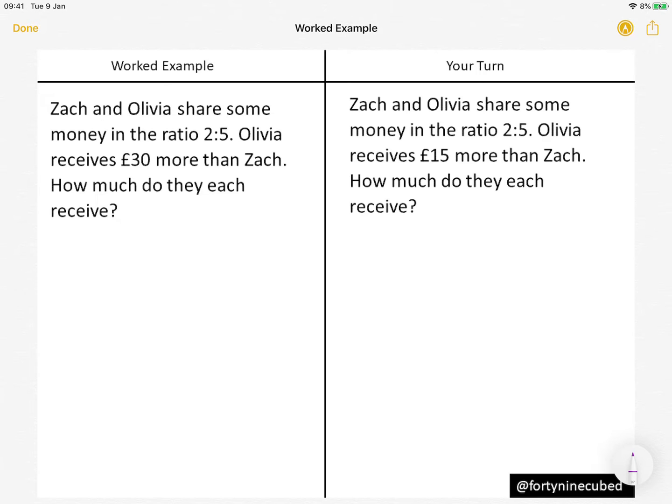The key thing you're looking out for here is when it says one person receives more than the other. So the key words you're looking for are "more than", basically one person receiving more than someone else. So you're not given that Olivia receives a specific amount. You're being told that Olivia receives more than Zach. So I'm going to go through the one on the left, and then I'll give you a chance to have a go at the one on the right.